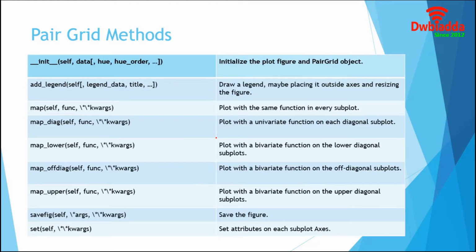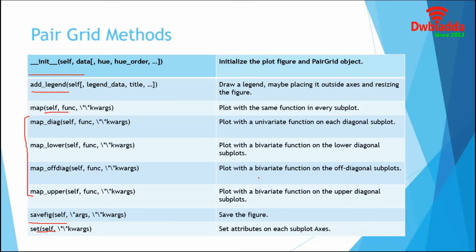In this section, we are going to briefly cover the methods of pair grid. They all have specific jobs. The init method initializes the plot figure and pair grid object. We can add a legend using the legend method. The map method will help us to plot with the same function in every subplot. We can manage a specific region of the plot using these four methods. The set method will set attributes on each subplot axis. Finally, we can save the plot using the savefig method.